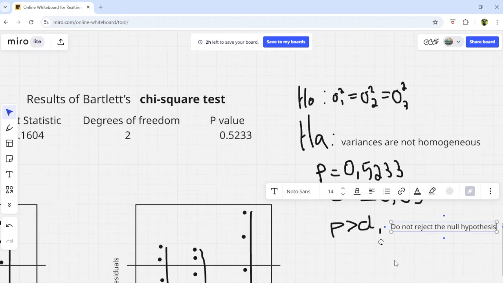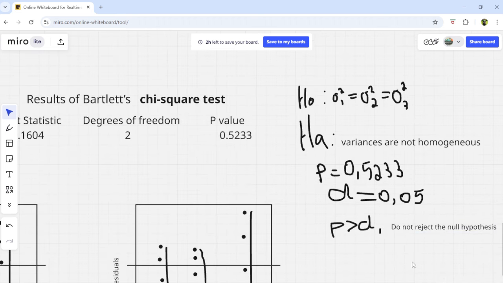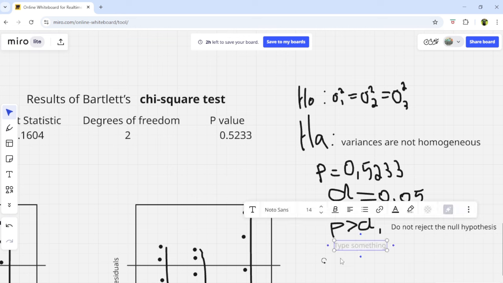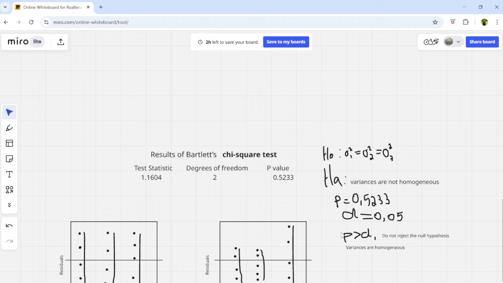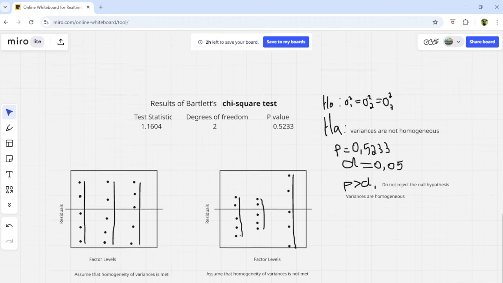You do not reject the null hypothesis. That's basically how you test this. And then the conclusion you're going to make is you're going to say, therefore, variances are homogeneous. So basically, this is how you do a homogeneity of variance test. You do it like this.